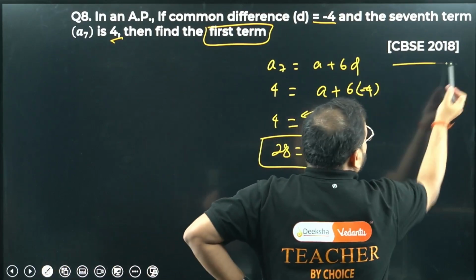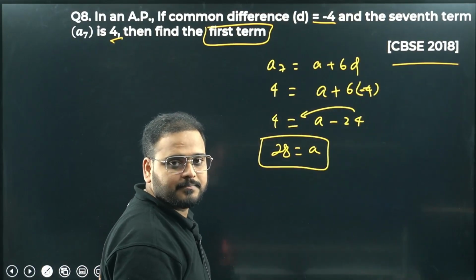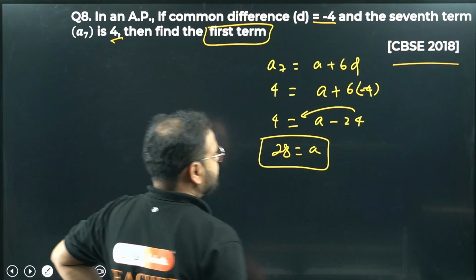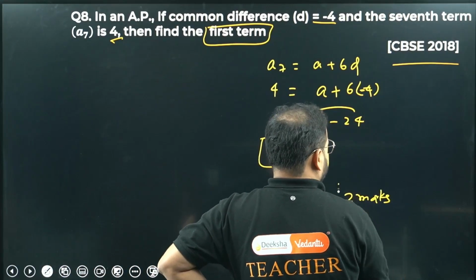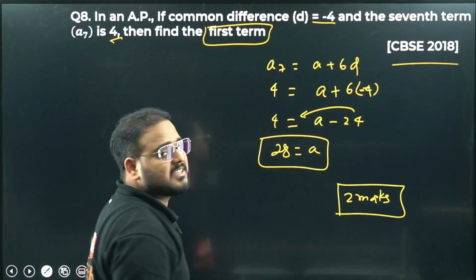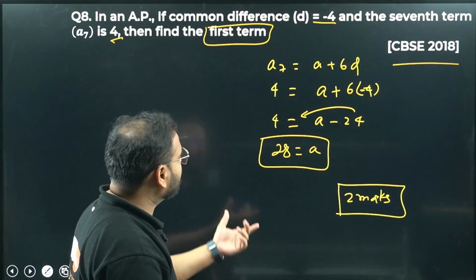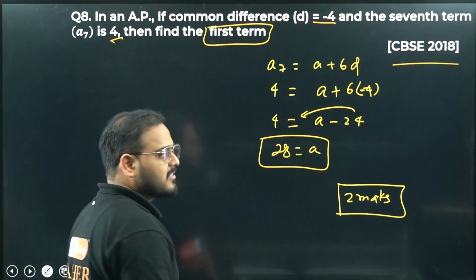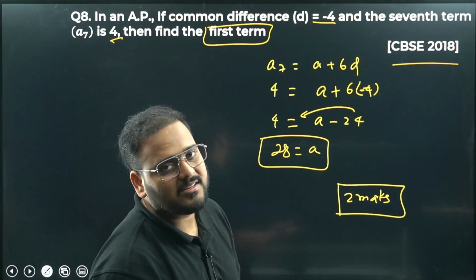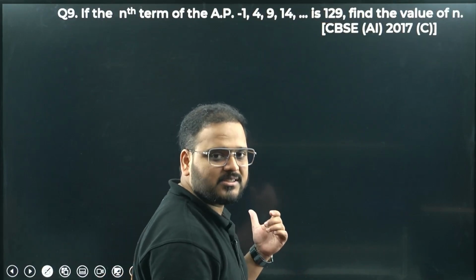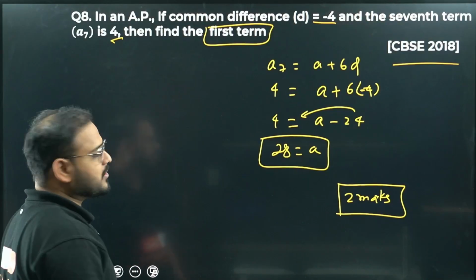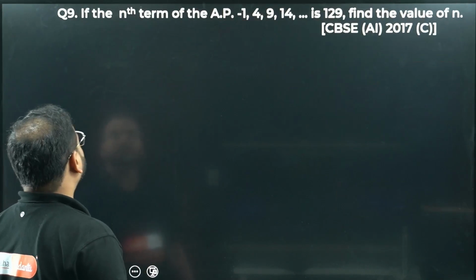It's a PYQ asked in 2018 for 2 marks. Can you see how simple this is? This is easier than the MCQs that we have solved. So the 2 marker question asks for finding the first term given the common difference and the 7th term. I hope all of you got this. That was question number 8. Moving on to question number 9.